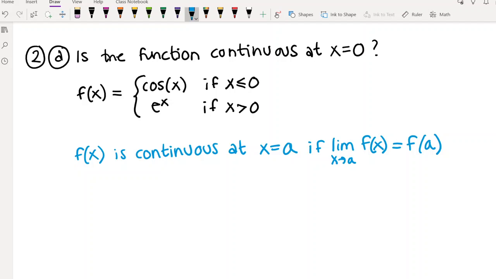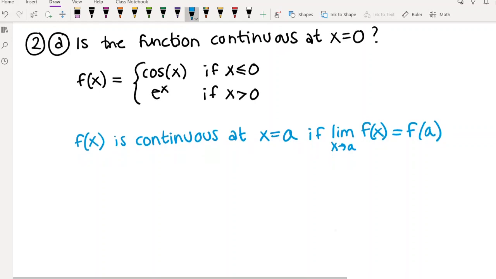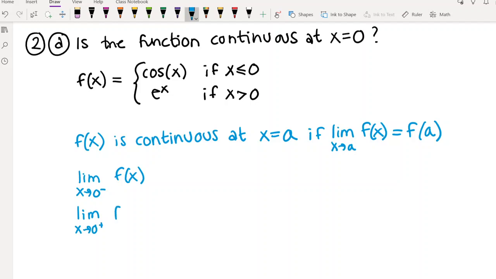The more intuitive way of thinking about it is that if the two pieces of the function match up and there's no hole, then that would mean that it's continuous. But let's at least go through the motions of doing this limit definition, because I want you to understand how this limit idea connects to something being continuous. So what is the limit as x approaches 0 of this function? Well, we would need to do the limit as x approaches 0 from the left and the limit as x approaches 0 from the right, because it's a piecewise function.